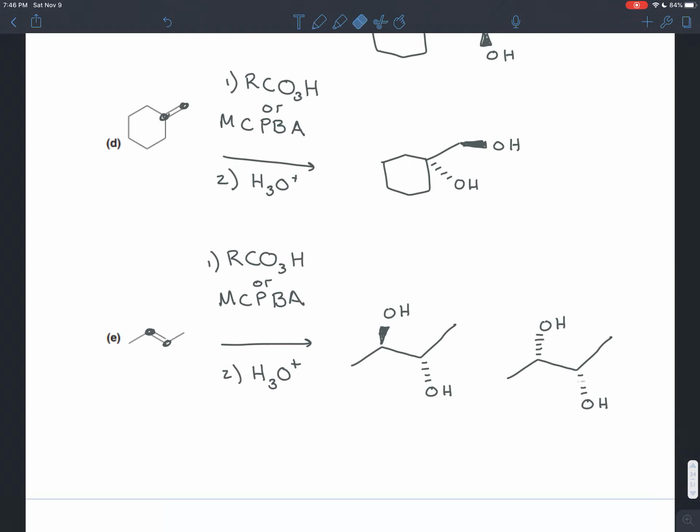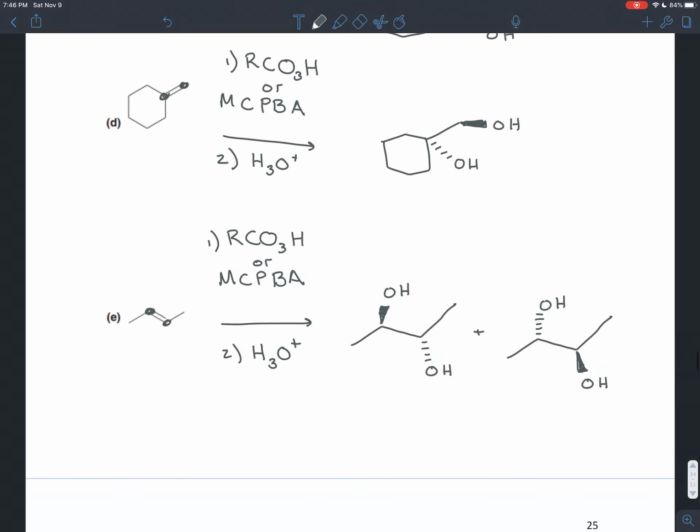So any bond that was coming out at us, to get the enantiomer, will go away from us, and any bond that was going away from us will become coming out at us, a solid wedge. That flips every chiral center, and when all the chiral centers in a molecule flip, you get the enantiomer. So if you did anti-dihydroxylation with this alkene, trans-2-butene, that would give you a 50-50 racemic mixture of those two molecules.